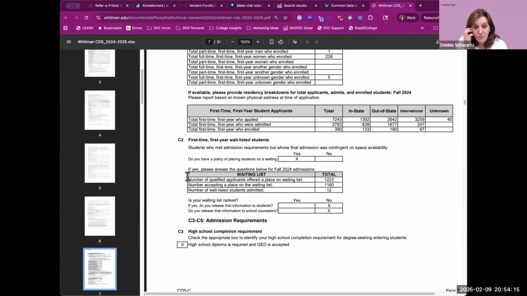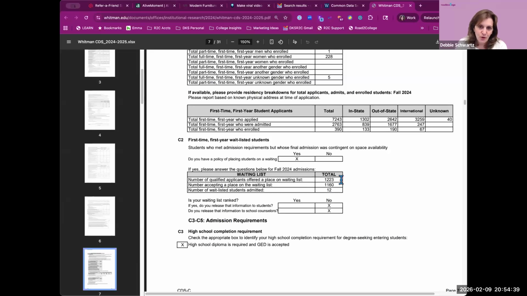May not be pertinent right now, but if your student is at some point accepted, put on a wait list, you can come back to the common data set and say, okay, in past years, how many students have they put on the wait list and how many students have they actually accepted off the wait list? So here you can see a little over 1,200 students are put on the wait list.